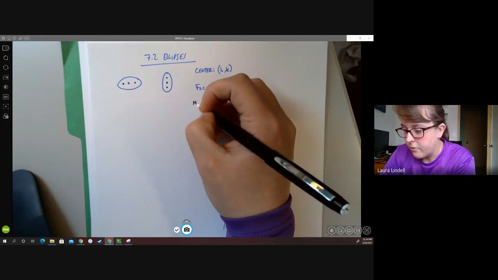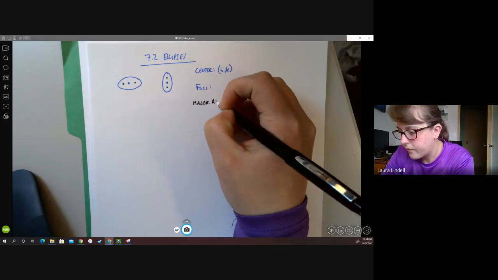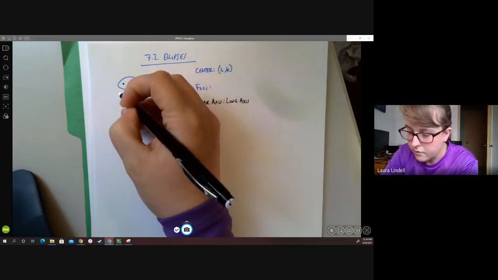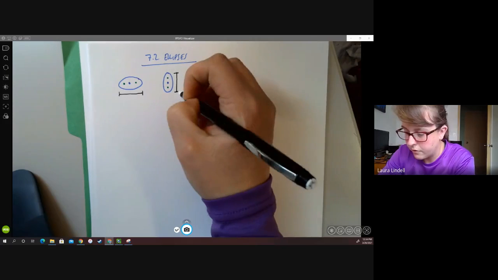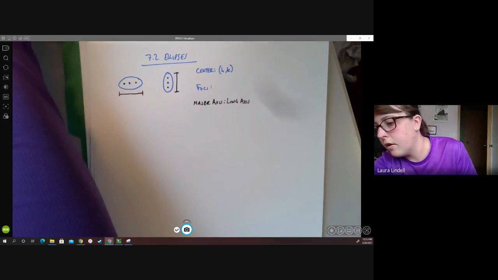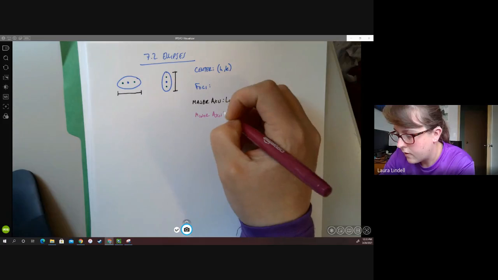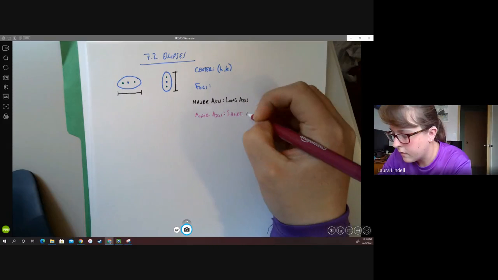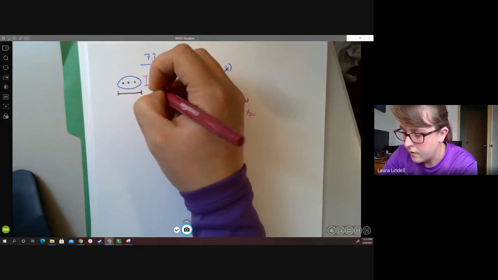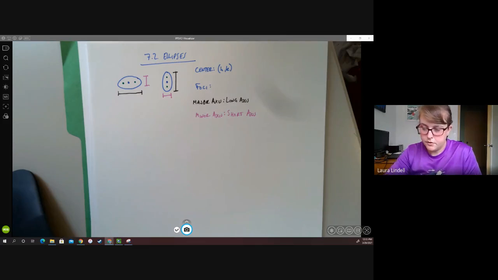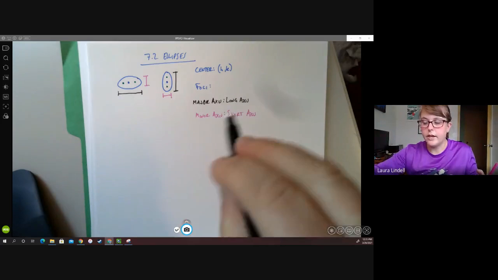Then they have two different axes. They have the major axis, and the major axis is the longer axis. So on this one, it would be horizontal. On this one, the major axis would be vertical. And then we also have the minor axis, which is the shorter axis. And we'll talk about what exactly vertices and co-vertices are in a moment, but that's kind of the gist of what we're looking at with an ellipse.